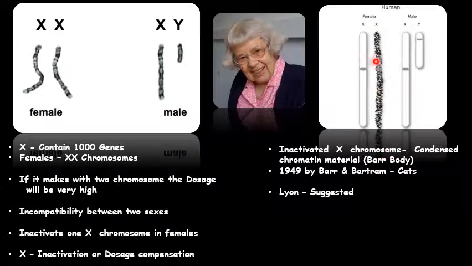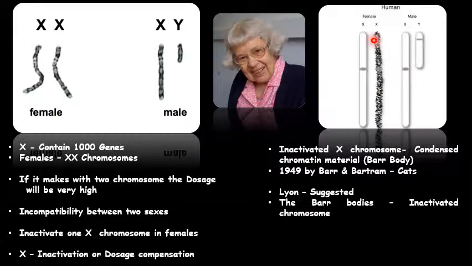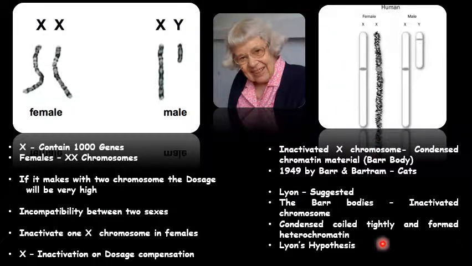So this Barr body is responsible for the inactivation of the X chromosome to compensate for the dosage incompatibility. This was suggested by Lyon, hence her name has been given to it. It is also called Lyonization, otherwise people say Lyon's hypothesis. So I hope you all understood up to this now.